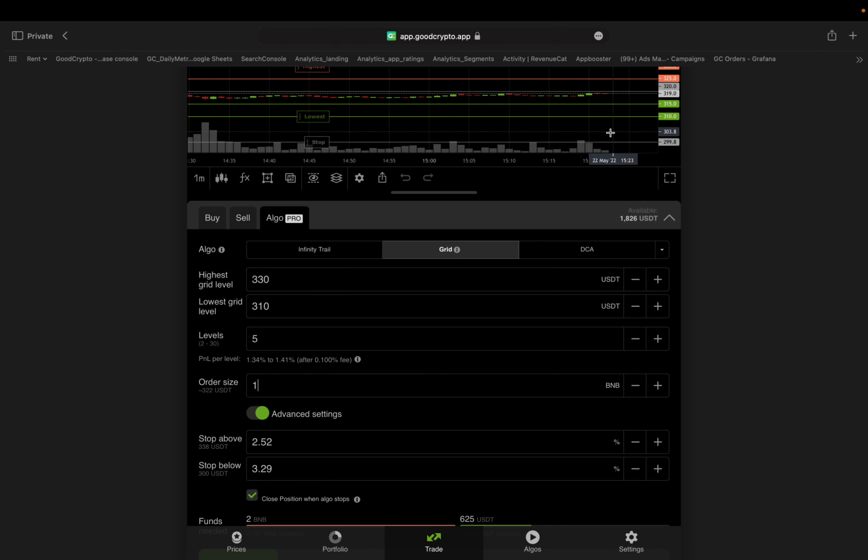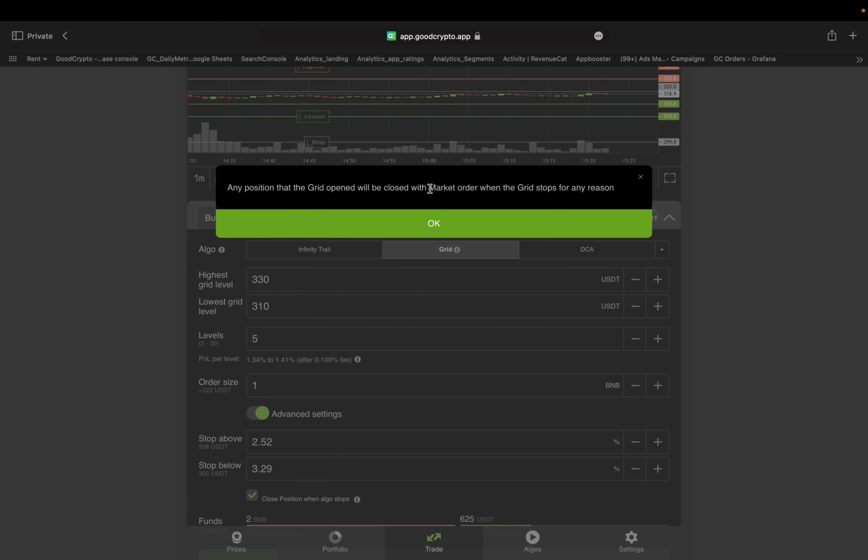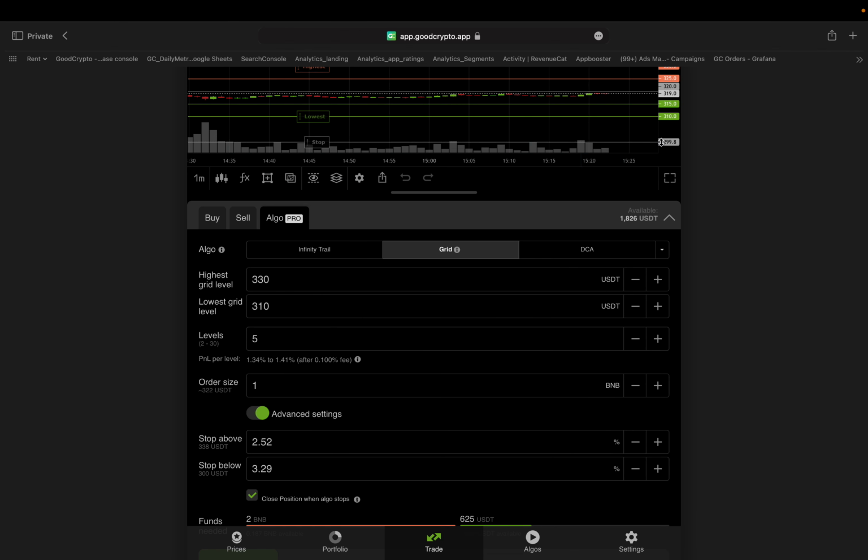And when the price hits the stop and the grid stops consequently, if this box is checked, it will close the position, meaning it will sell the BNB that you bought here and here, it will sell it here at market price. That's actually explained here, right? So it will send a market order to make sure that it will be sold. The market order will be sent at this price to close your position.